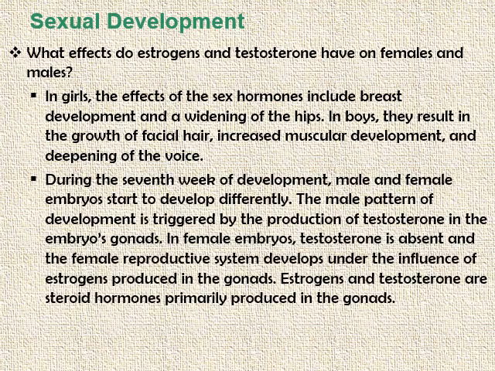During the 7th week of development, male and female embryos start to develop differently. The male pattern of development is triggered by the production of testosterone in the embryo's gonads. In female embryos, testosterone is absent and the female reproductive system develops under the influence of estrogens produced in the gonads. Estrogens and testosterone are steroid hormones primarily produced in the gonads.